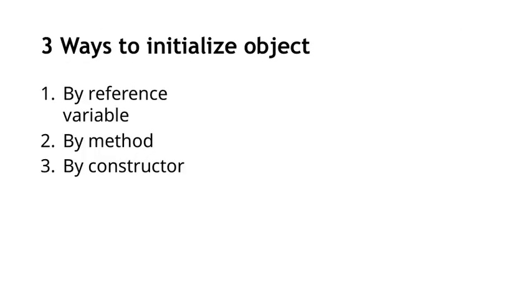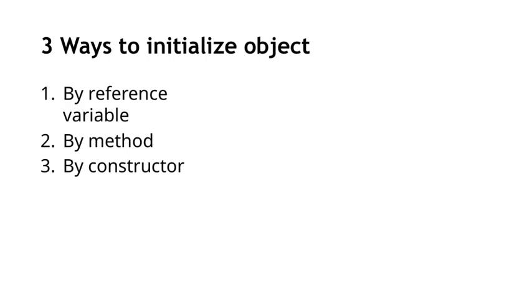Now, let's explore the three main ways to initialize an object. First, we have initialization by reference variable. This approach involves creating a reference to an existing object, which can be useful when you want to work with the same object across different parts of your program without copying it.